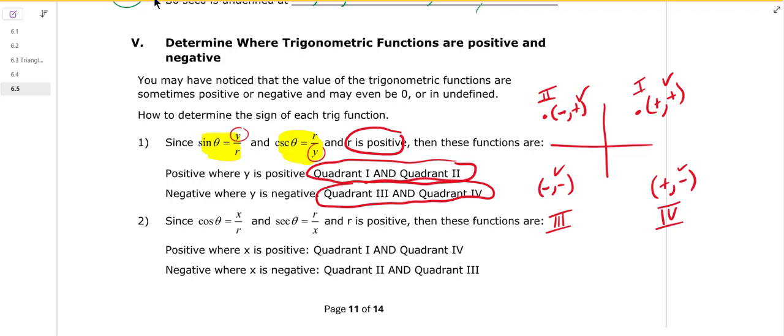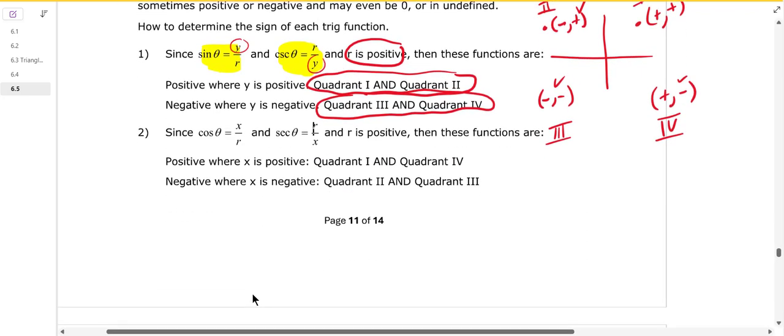So when I think of sine and cosecant, I just think about the y value. And y is positive up in quadrants 1 and 2. Y is negative down in quadrants 3 and 4. So if I need to know where the sine and cosecant are positive and negative, I can just think about the y value.